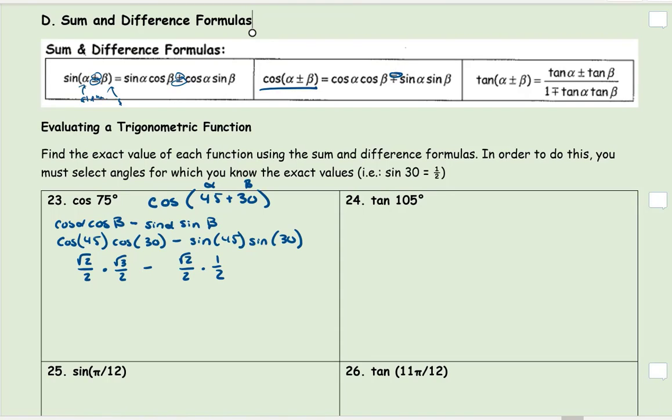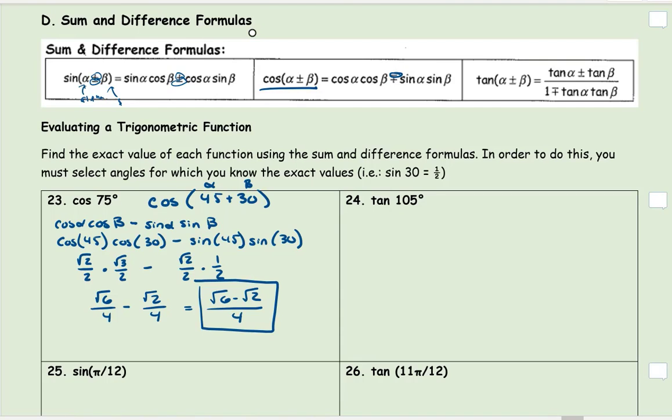From here, it's just fraction multiplication, so we're going to multiply straight across. We have root 2 times root 3, that's going to give us root 6. 2 times 2 is 4. Root 2 times 1 is just going to be root 2. 2 times 2 is 4. Look at that, we have a common denominator, so we have root 6 minus root 2 over 4. This is our exact answer. There's no rounding. If we put cosine of 75 into a calculator, we'll find a decimal, but this is an exact answer. This is what I'm looking for in this section.